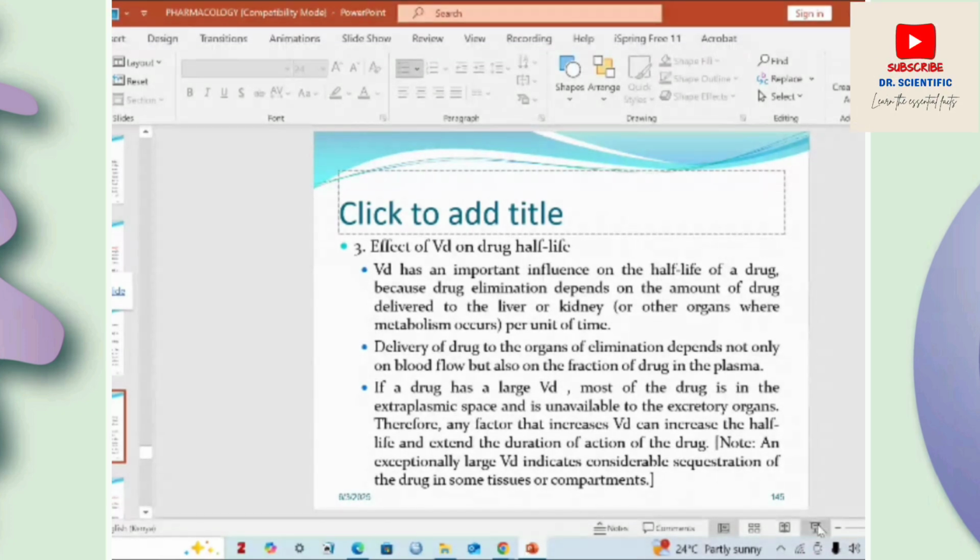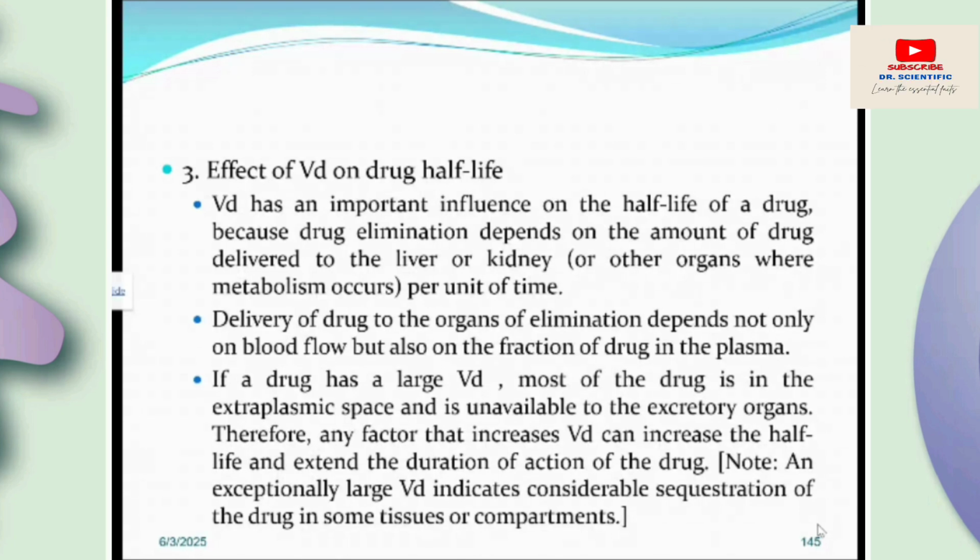Effect of VD on drug half-life. VD has an important influence on the half-life of the drug because drug elimination depends on the amount of drug delivered to the liver or kidney or other organs where metabolism occurs per unit of time. Delivery of drug to the organs of elimination depends not only on blood flow but also on the fraction of drug in the plasma. If a drug has a large VD, most of the drug is in the extraplasmic space and is unavailable to the excretory organs. Therefore, any factor that increases VD can increase the half-life and extend the duration of action of the drug. Note, an exceptionally large VD indicates considerable sequestration of the drug in some tissues or compartments.